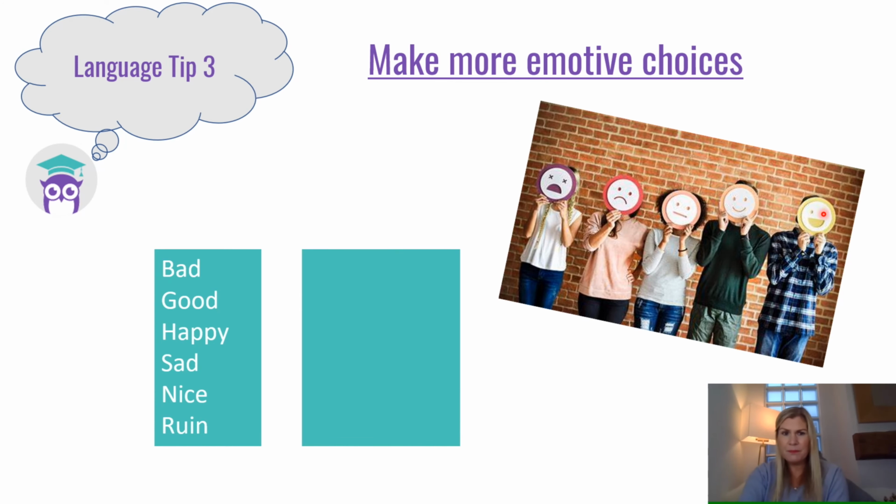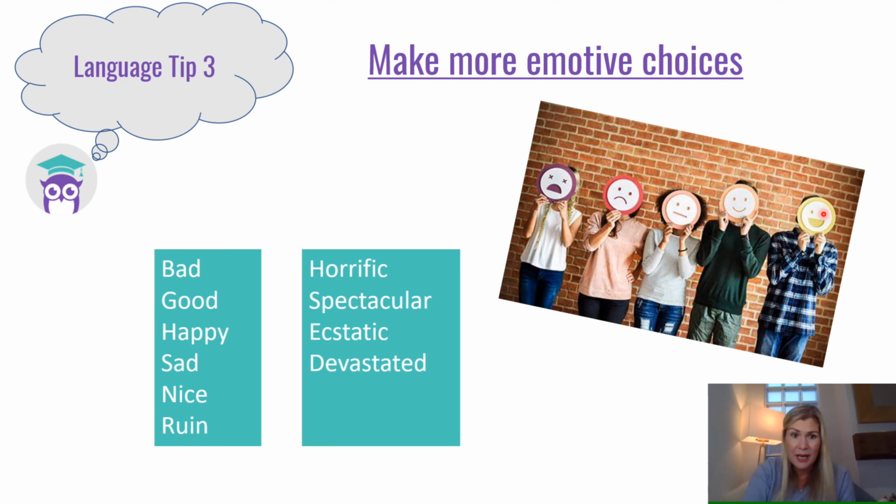But horrific, yeah, that's definitely packs more punch than bad. Spectacular definitely pulls more punches than good. Ecstatic suggests a much more heightened emotion than just happy. Devastated, definitely more powerful, definitely more emotive than sad. Delightful, definitely better word choice there than nice. And then obliterate instead of ruin.